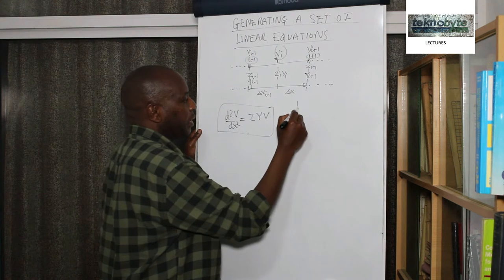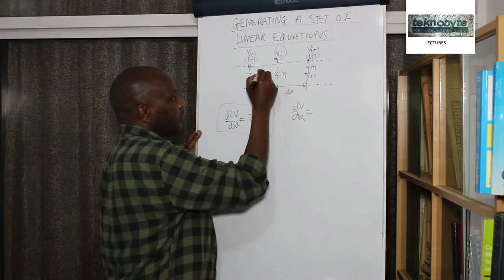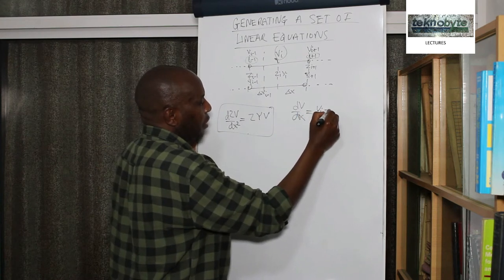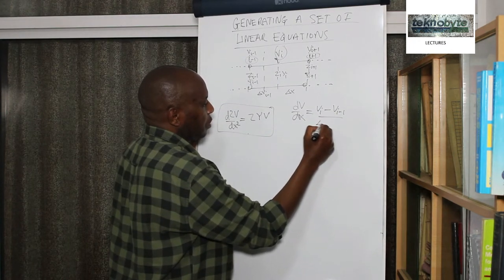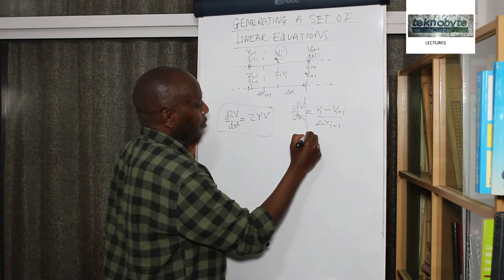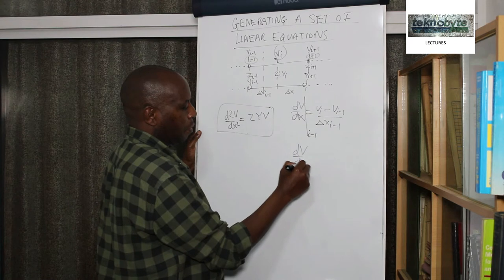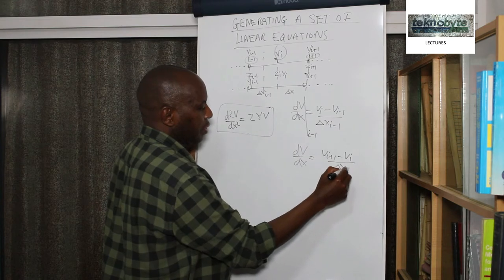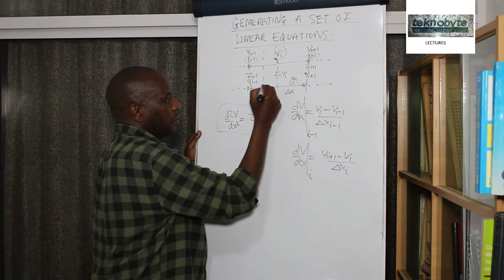To begin with, we can write dV/dx at node i minus 1, or this section at this point, to be equal to Vi minus Vi minus 1 over delta x i minus 1. That is the dV/dx at section i minus 1. Again, we can write dV/dx to be equal to Vi plus 1 minus Vi over delta xi. That is at section i. So this is section i, and this is section i minus 1.